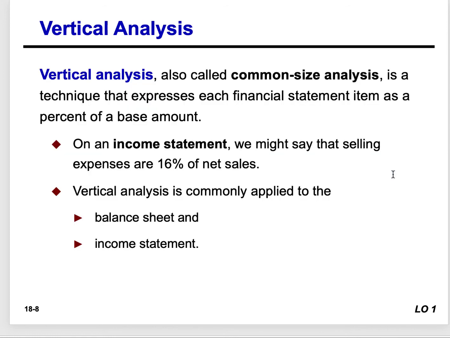The next thing we have is vertical analysis. Vertical analysis goes up and down, right? And we call vertical analysis common size analysis. What it does is it allows us to express items within each financial statement as a percentage of some base. So on the income statement, we might say selling expenses are 16% of net sales.